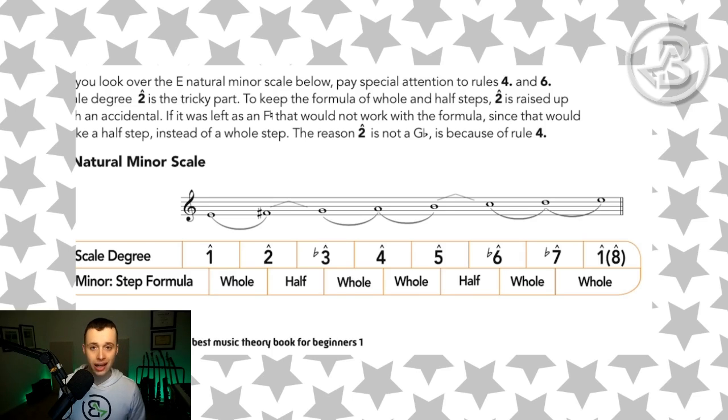It has some kind of A, B, C, D, E, F, and G. We don't have 2 Fs, we only have 1 F. That F is sharp. And that F is sharp because of the series of whole and half steps that we need to make a natural minor scale.